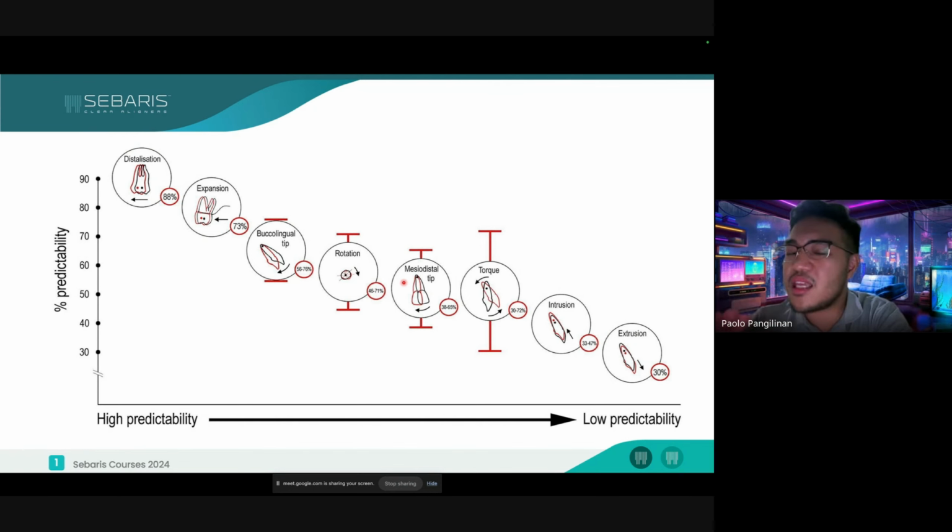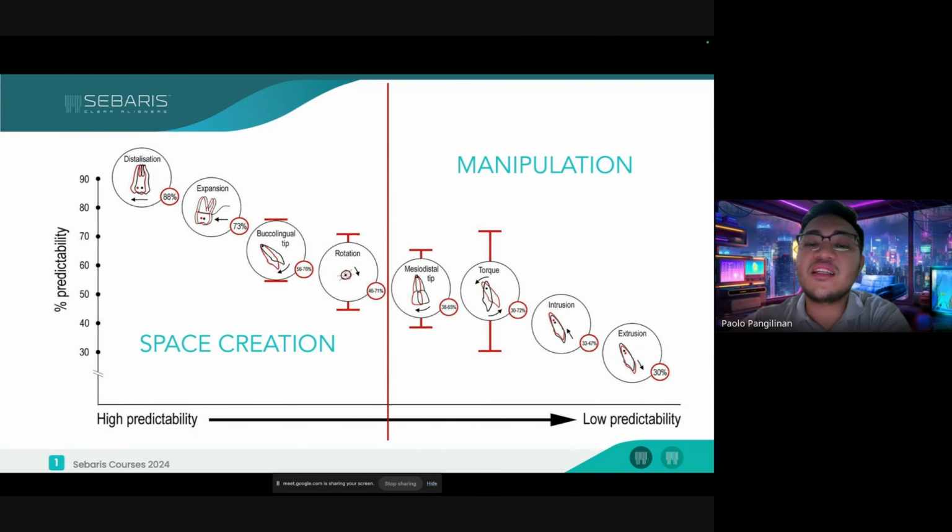Okay? I see this table a little bit differently in such a way that I can divide it into two parts. As you can see here, on this side, your distalization, expansion, tipping, and rotation are actually methods of gaining space. Meaning for clear aligners, space creation is actually predictable. It's just that you have to consider it first. That's why the first part of your staging is space creation. Now, staging does make sense, right?